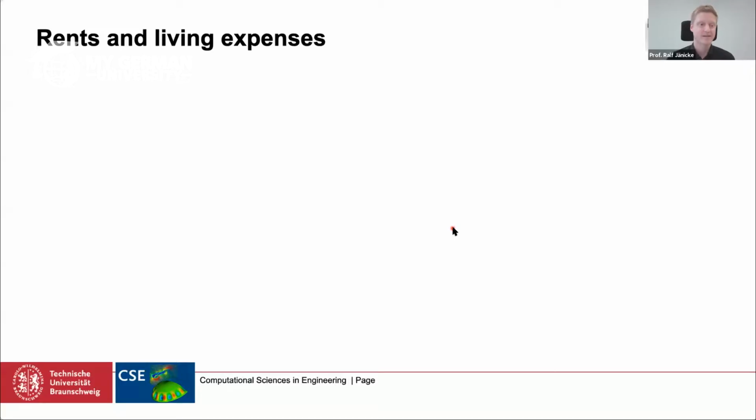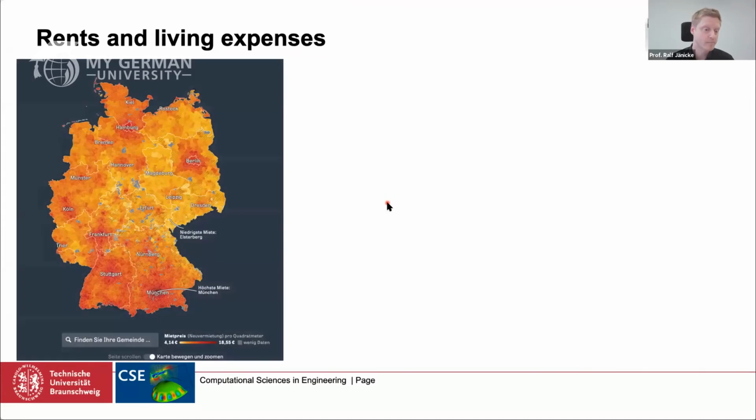All right, some practicalities about living in Braunschweig. And of course, living expenses might be an important thing for international students typically. And one important measure for that is typically the rents for apartments. And here I brought the map of Germany, where you see the more red, the more expensive to live. And typically it's rather expensive in the south and of course in the big capitals and cities. And here in Braunschweig, we are roughly here. Next to Hanover, we are in an orange area.